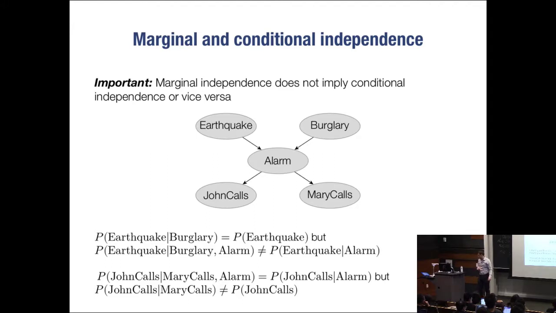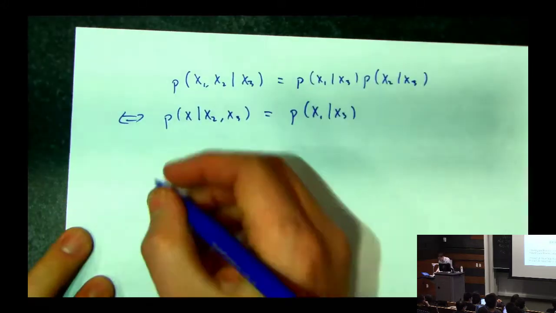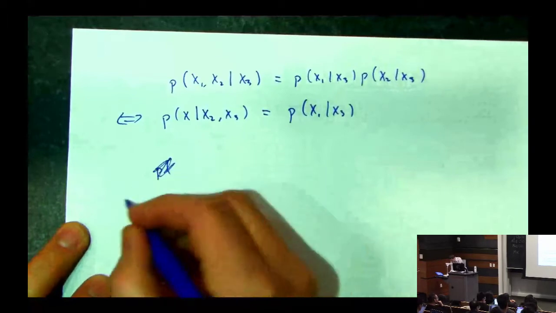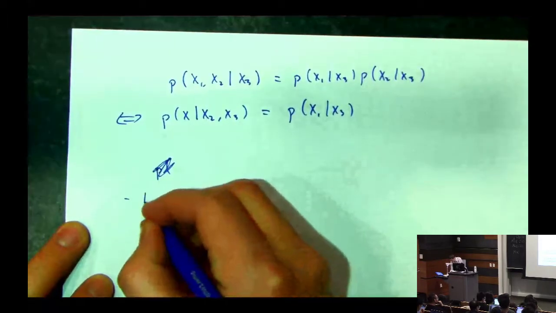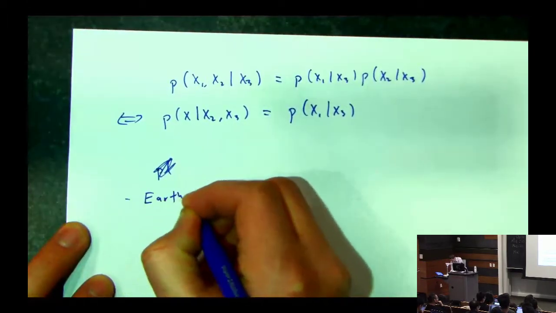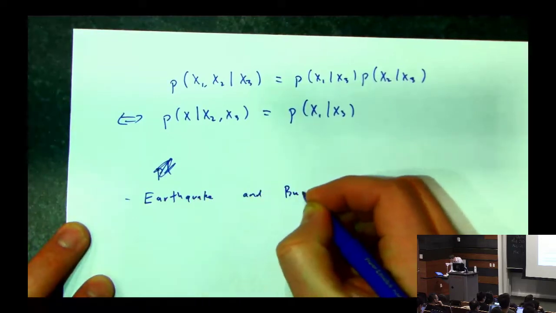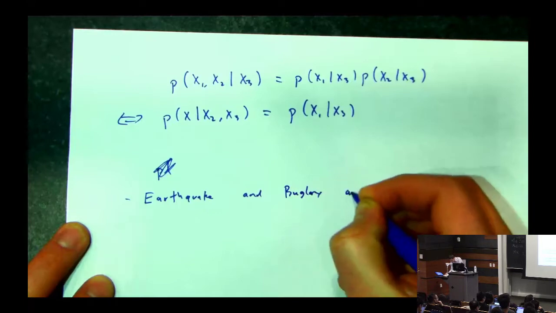So the important things to keep in mind here are the conditional independencies. I'll just write it out. Here, earthquake and burglary are marginally independent.